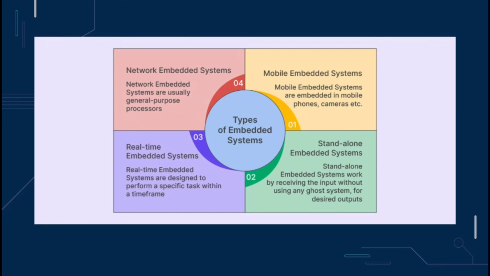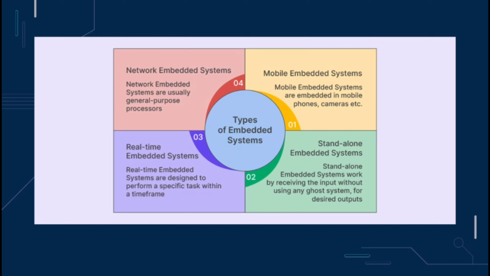Now moving on to the types of embedded systems. The embedded systems can be grouped into four main types based on how complex they are and what role they play in a device. So first we have the standalone embedded systems. Now these don't depend on a host system to work. They take the input, process it, and give the output all by themselves. That is, things like calculators and microwave ovens fall into this category.